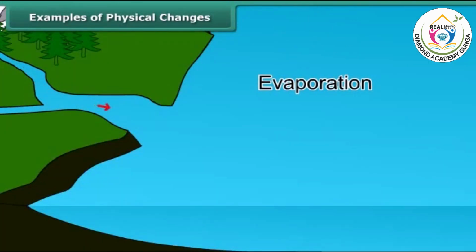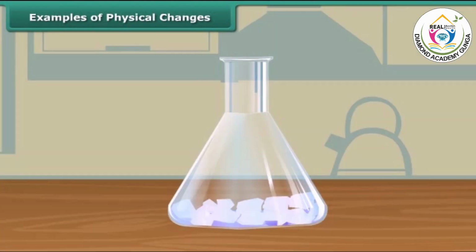Children, as you know, salt can be obtained by the evaporation of seawater. But the salt obtained in this manner is not pure. Pure crystals of salt can be obtained by crystallization.